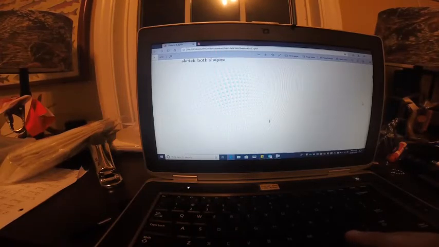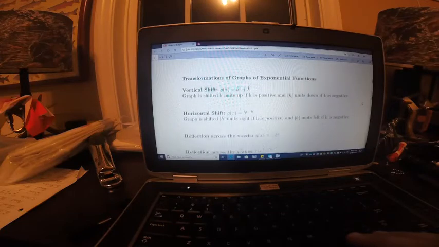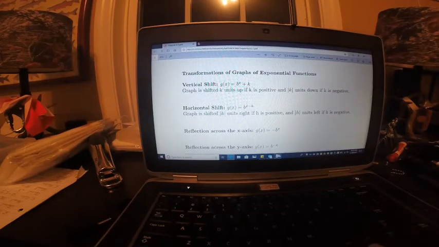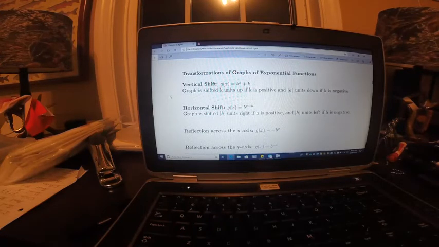So, continuing on. If you want to see an example of each, it was just the 2 examples above. Okay, so let's look at the transformations of graphs of exponential functions.